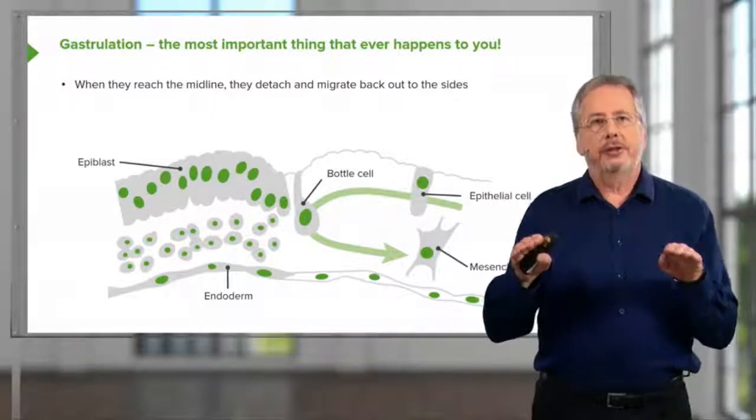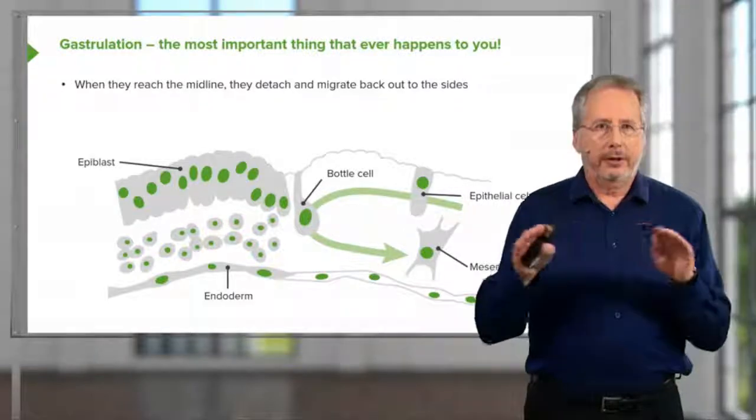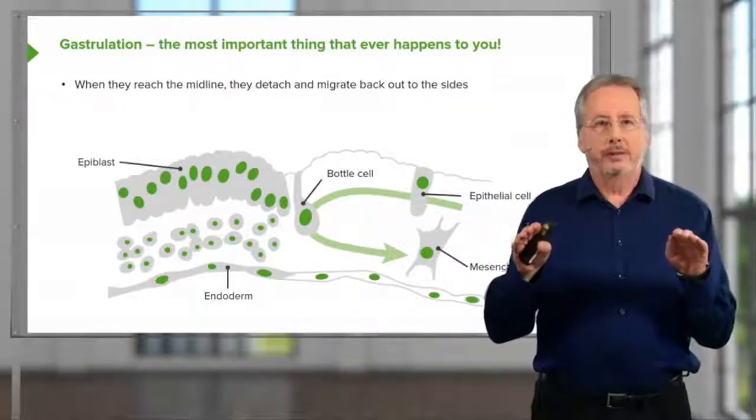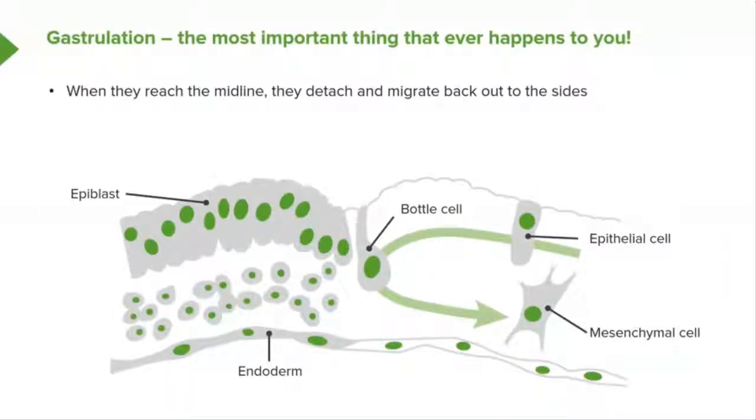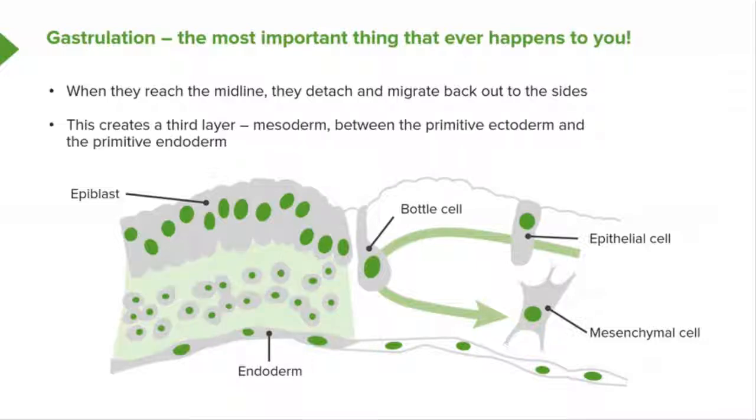And that gives rise to a 3rd layer. And that 3rd layer, helpfully, is called mesoderm, the in-between derm layer. So we then have 3 layers, ectoderm on top, mesoderm in the middle, and endoderm underneath. And the cells are spreading out from the ectoderm to give rise to the mesoderm. And in a later lecture, we'll look at the different kinds of tissue that come from these three different body layers. So that's our third layer, the mesoderm, between the primitive ectoderm and the primitive endoderm.